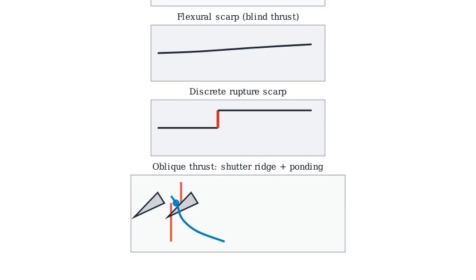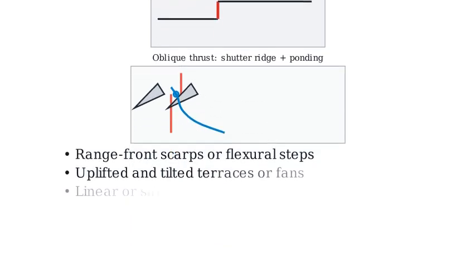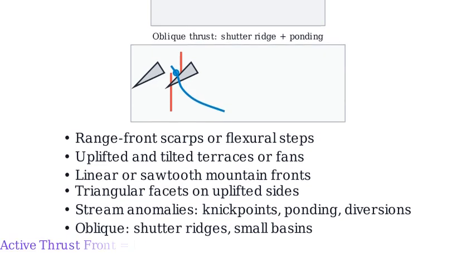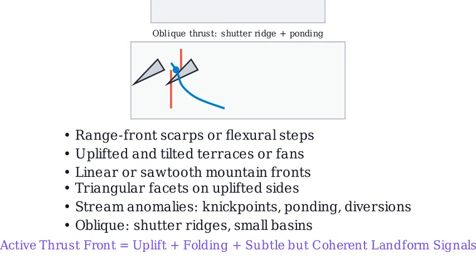Let's put this together into a quick checklist. Look for: 1. Range front scarps or sharp flexural steps in young deposits. 2. Uplifted and tilted terraces or fans on the hanging wall. 3. Linear or sawtooth mountain fronts, sometimes with triangular facets. 4. Stream anomalies like nick points, ponding, and diversions. 5. In oblique zones, shutter ridges and small closed basins. These clues together signal active reverse or thrust faulting and ongoing crustal shortening.